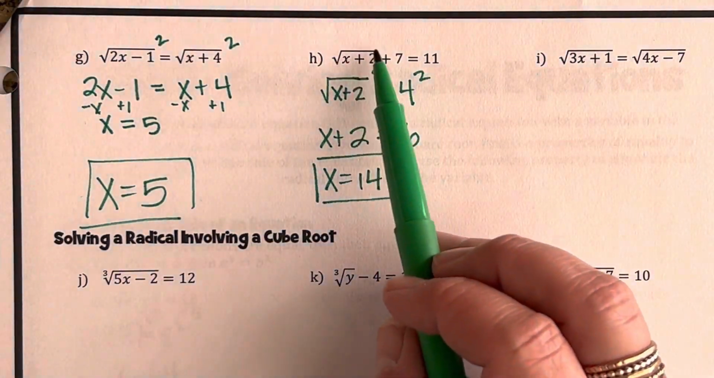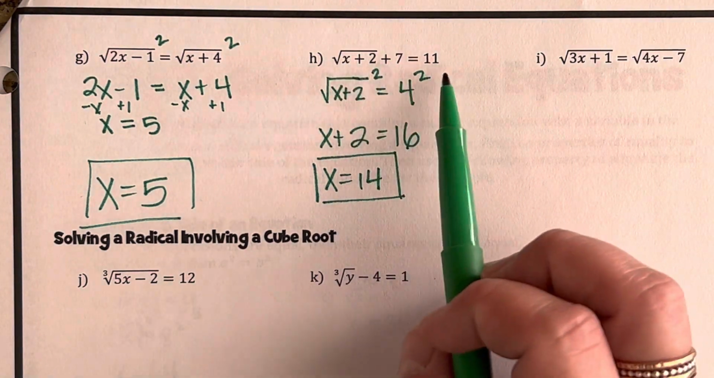14 plus 2 is 16. The square root of 16 is 4. 4 plus 7 is 11.